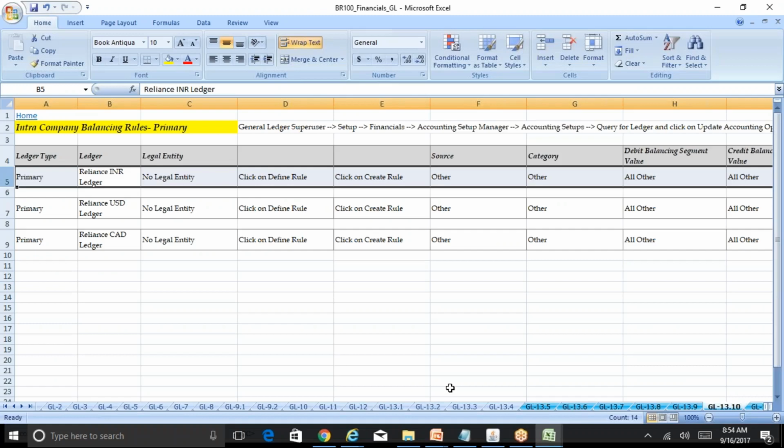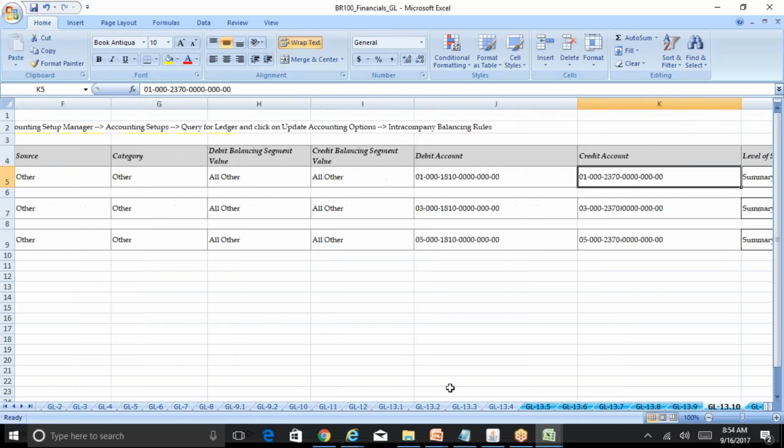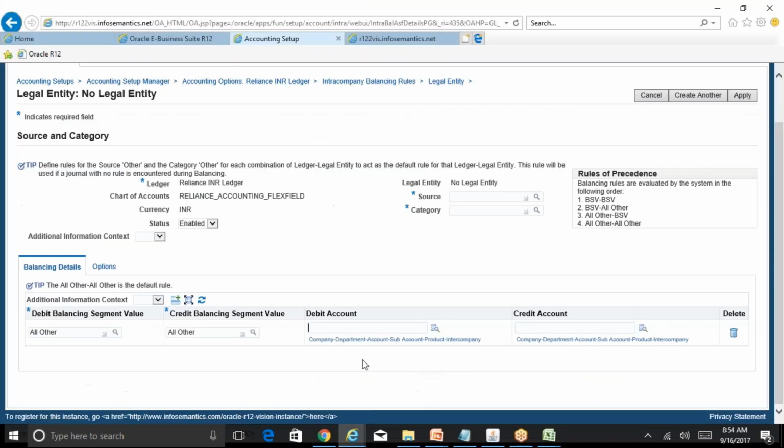Okay, because I cannot show the same thing for all the three ledgers in the class. So I had completed the entire configuration of the ledger for USD as well as the Canada ledger. Okay. So this is the debit account, which is the intercompany receivable account.